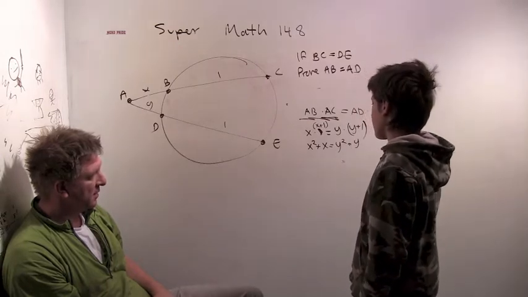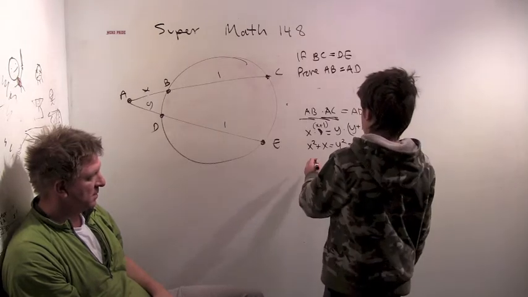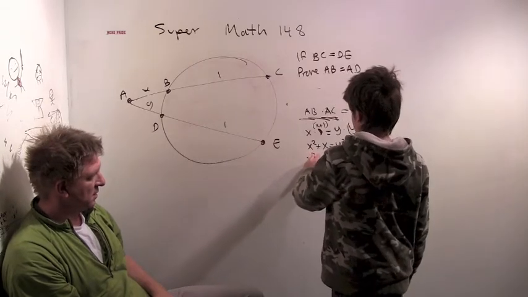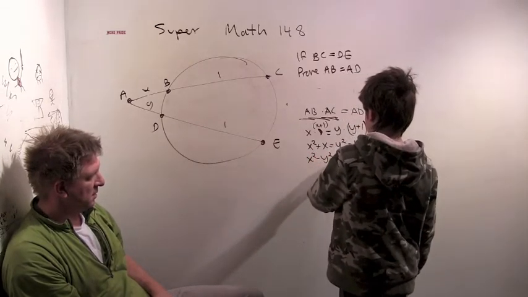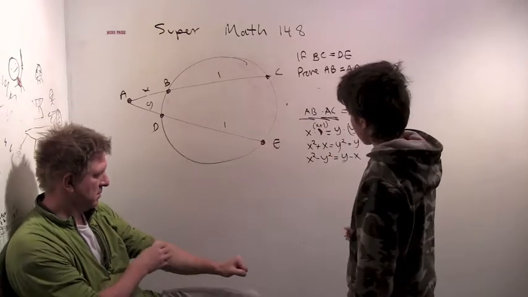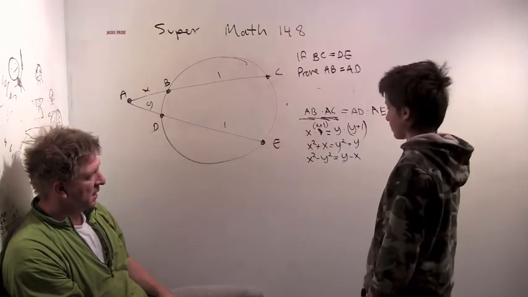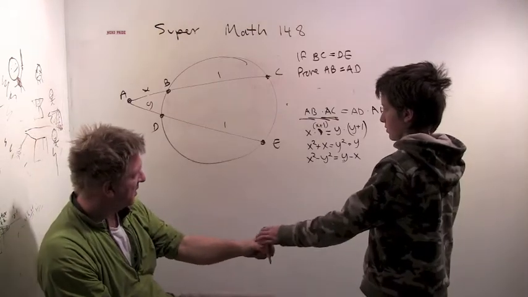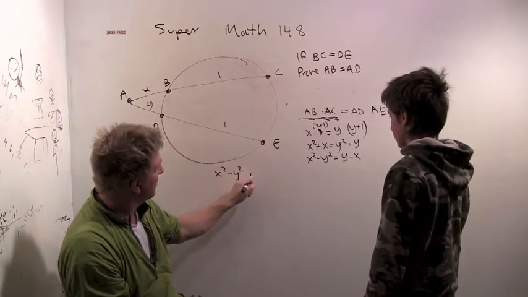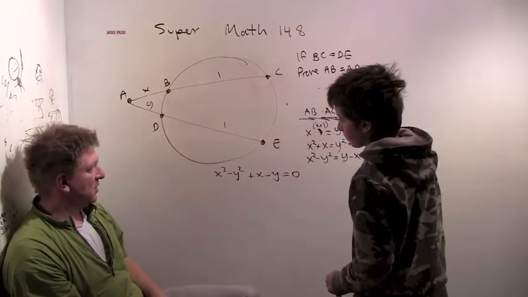How do you think you're going to do that? Well, we could say x squared minus y squared equals y minus x. And then we get a difference of squares. So we could do that. I'm going to make a small suggestion that instead you set it equal to 0. So you get x squared minus y squared plus x minus y equals 0. What can you do now?